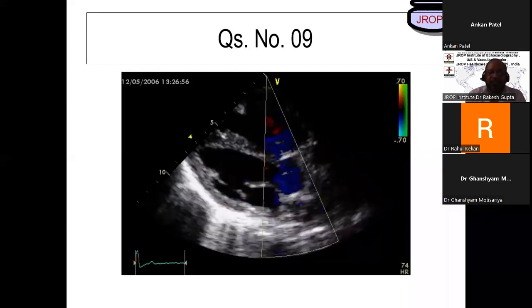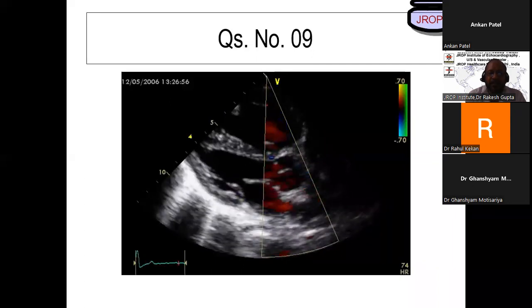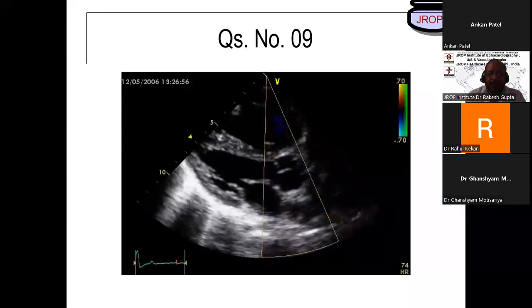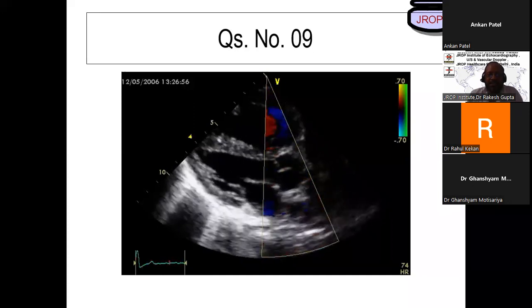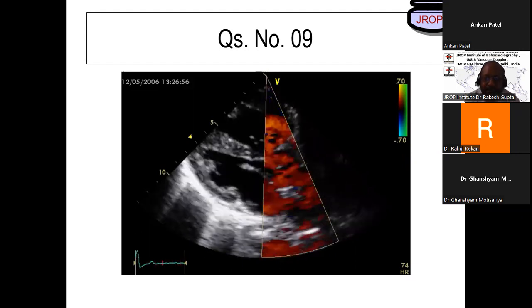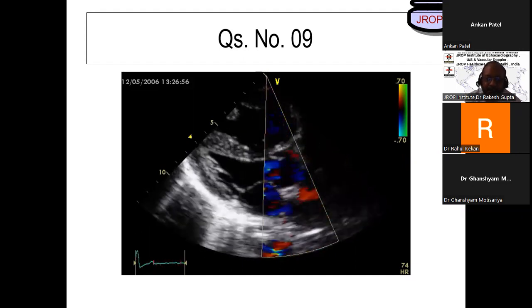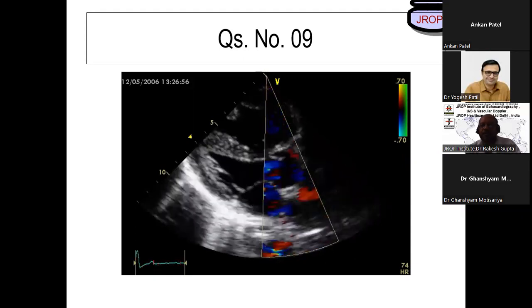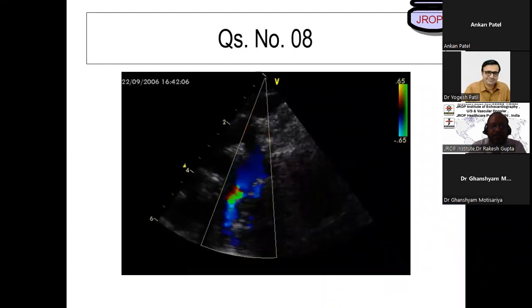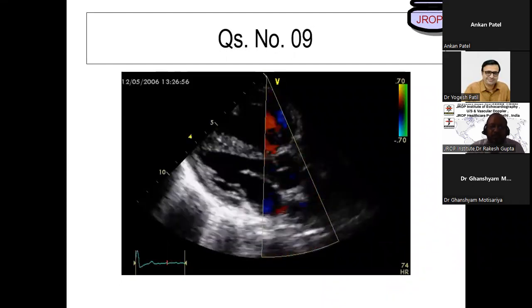Look at this image very, very carefully. Tell me what's the abnormality in this image. Sir, there is a flow between the aorta and the right ventricle, sir. No, there is no flow between aorta and right ventricle. It's a very simple thing which is seen over here, and if you look very carefully, you get a beautiful answer for this. I've shown you one of the previous images of the same patient.